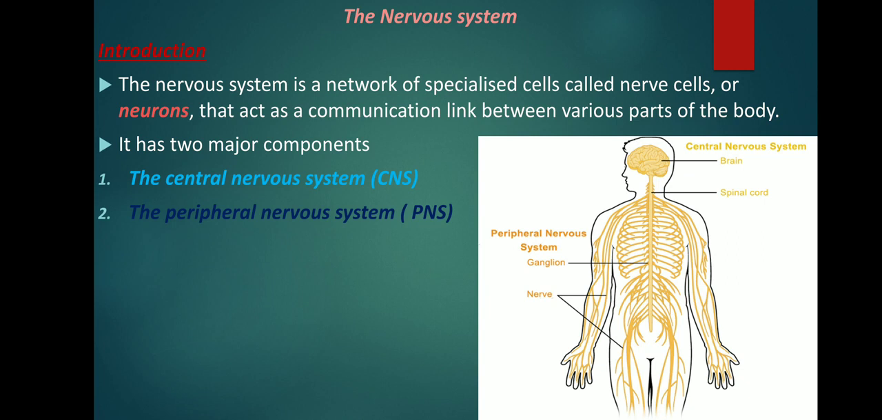But your nerve cells do not use words to share their secret. Instead, they use chemical and electrical signals. Parts of the nervous system. There are two main parts of your nervous system. They are called the central nervous system and the peripheral nervous system. Central nervous system, it's made up of your brain and spinal cord.